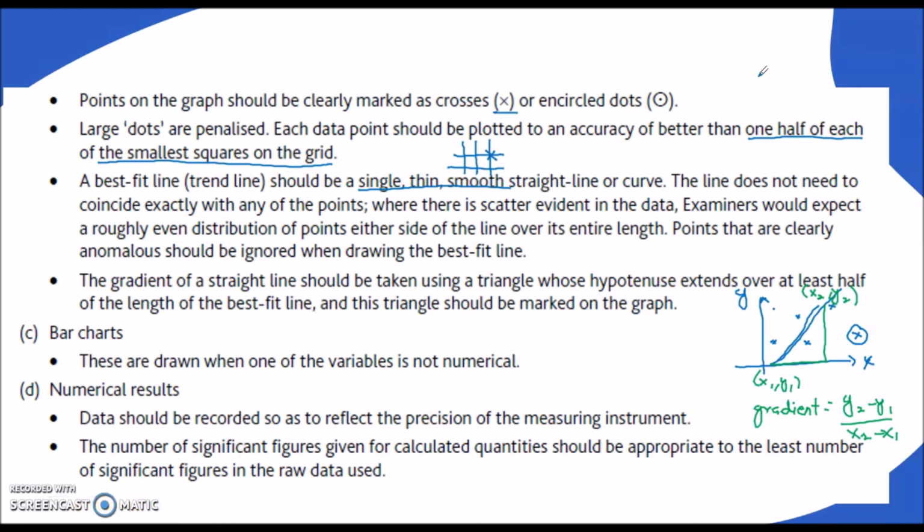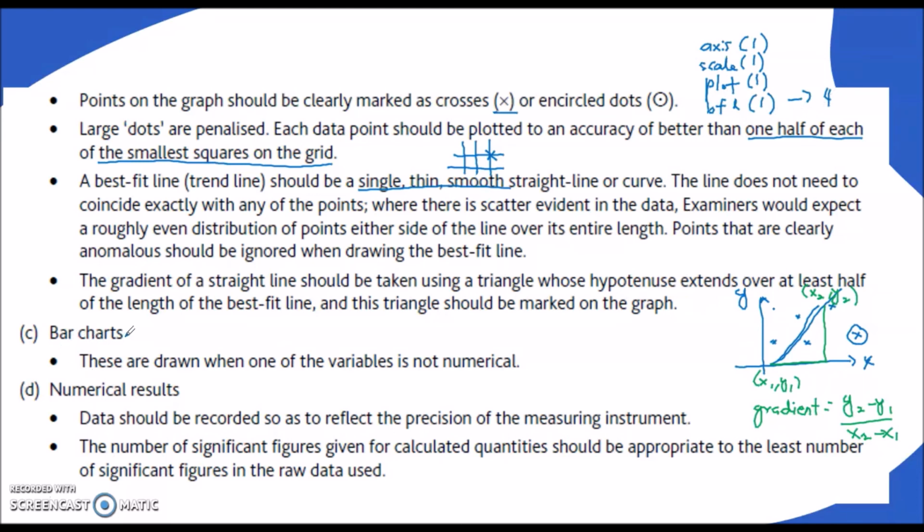So just now we already have the previous slide. We give you 1 point for axis, another point for scale, 1 point for plot, and the last one is the best fit line. BFL here is for best fit line, 1 point. So total 4 marks for graph.